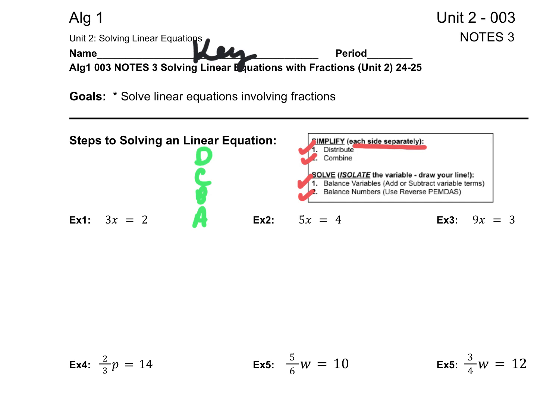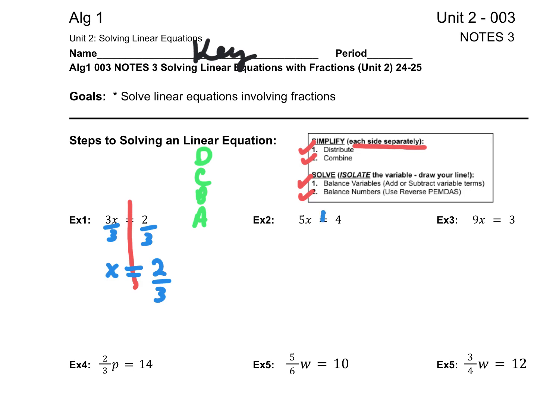Problems 1, 2, and 3 are one-step equations. Again, you have to show all your work. You want to draw a line, and then you want to divide. So this is 3 times x, so you would divide by 3, and you would get x is equal to 2/3, and it should be left as a fraction.